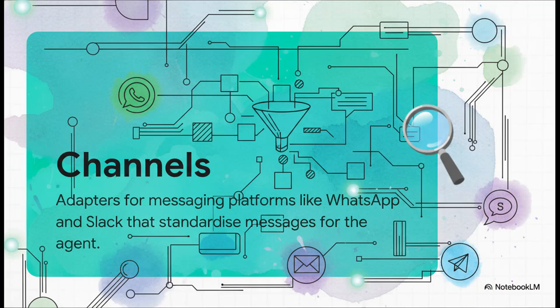So where are all those messages actually coming from? Well, that's what channels are for. A channel is basically just an adapter for a messaging app. We're talking WhatsApp, Telegram, Slack. There are over 20 of them. The really crucial bit here is that these channels take all those different message formats and standardize them. What that means for you is that you can chat with your agent from literally anywhere, and the agent's core brain doesn't have to care. It just gets the message.